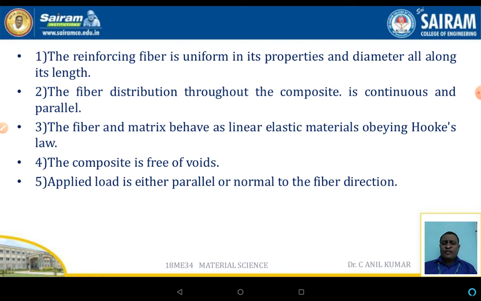The third assumption is that the composite is free from voids. Any material under processing may have some defects, but while doing the calculation, we are assuming that it is a defect-free component. The fifth one is that the applied load is either parallel or normal to the fiber direction. Even if there is a deformation in the fiber, or dislocation, or the orientation has changed, we are assuming the loading condition to be either parallel or normal. Further, based on these assumptions, we will go to some empirical formulas and derivations.